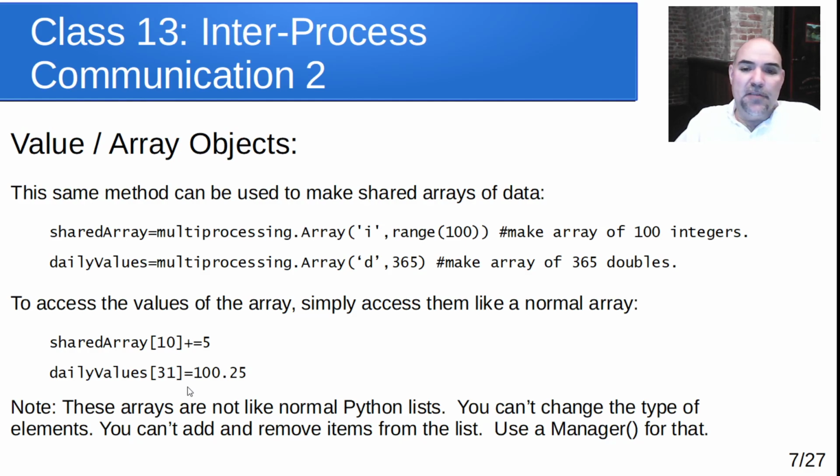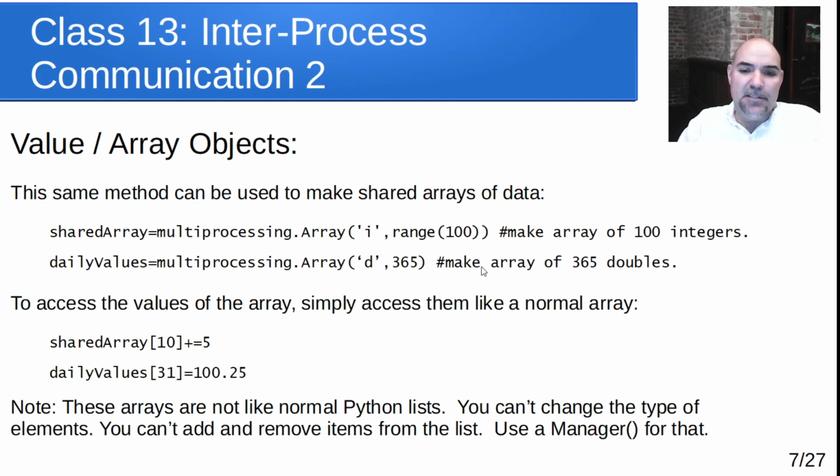Now, it also turns out that to make things a little more useful, rather than just single variables like that, you can also make an array. And an array here works the same as we did before, except we use multiprocessing.array. And that's built in as well. That's part of the multiprocessing module. And you give it a type, and then you give it a size. In this case, range 100. We'll make an array of 100 integers.